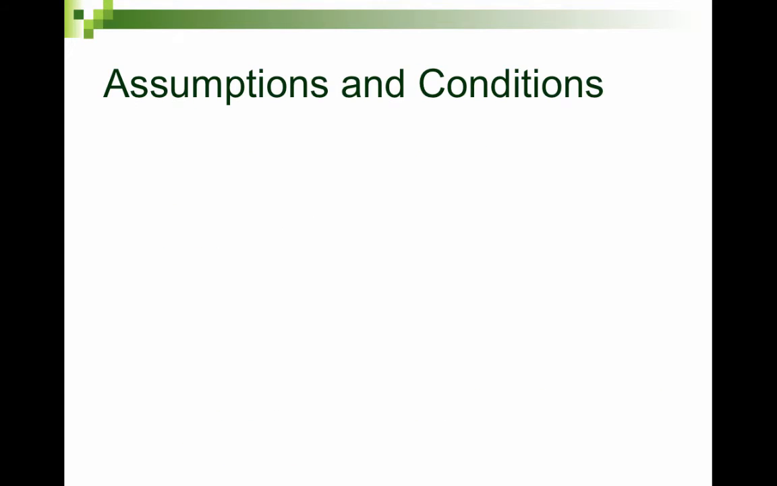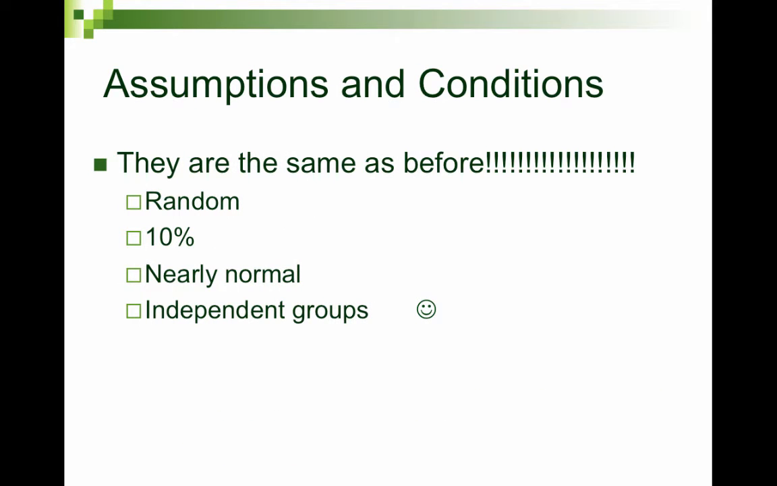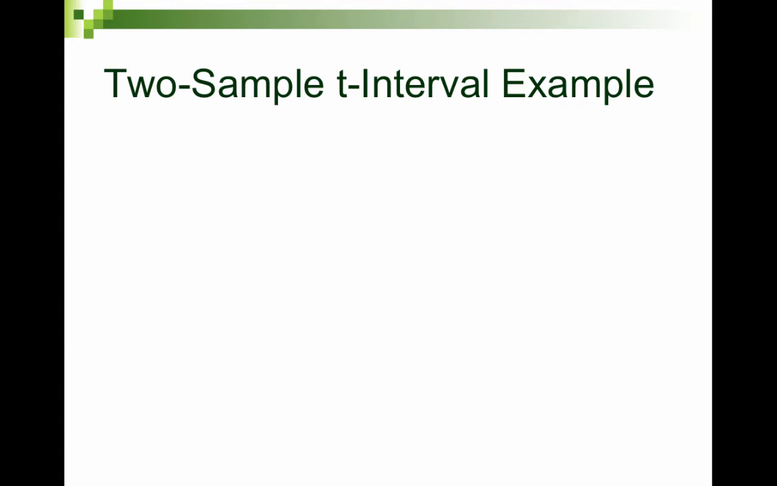The assumptions and conditions are the same as before. Random, 10%, nearly normal, and independent groups. The nearly normal part is different from the proportions, but it's the same as it was in chapter 23. The only difference is the independent groups, which is the same as when we were dealing with proportions. So there's not a whole lot of new stuff going on here. So let's go ahead and look at an example.